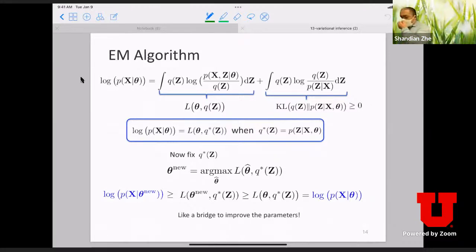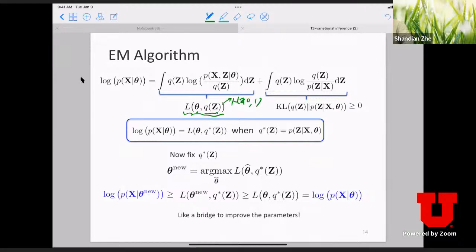We can view the lower bound of the model evidence as a function of theta, and also a distribution function of z. This distribution function, of course, can be some Gaussian distribution with mean 0 and variance 1, whatever. So it's actually a function of two terms. One is the theta model parameters. The other is some kind of arbitrary distribution.